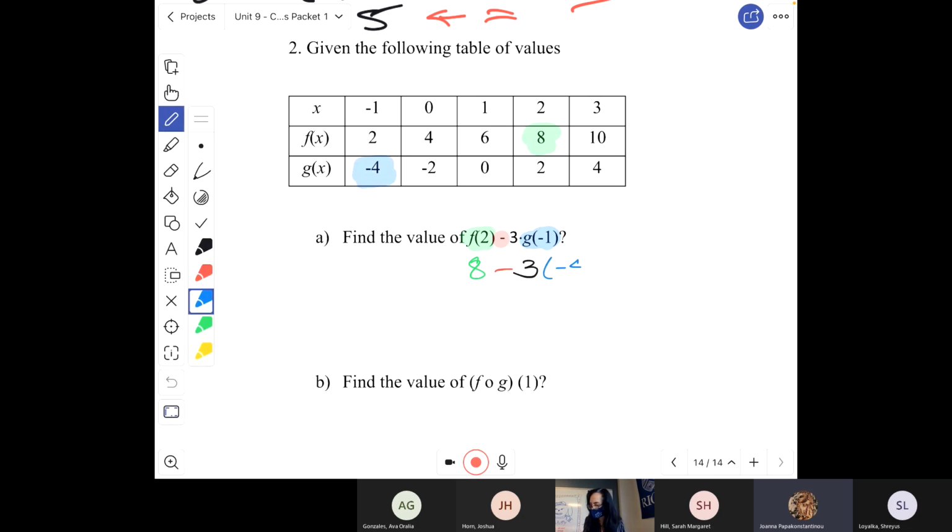Does everybody see how I'm getting this information from the table of values? Miles, you're looking a little, I don't know how to describe that. I did it. Okay, so then I have 8 plus 12, which is 20.